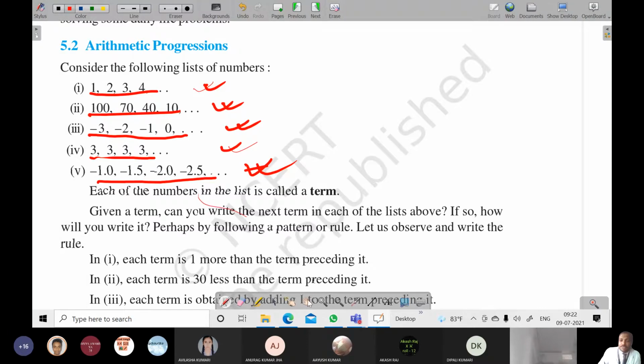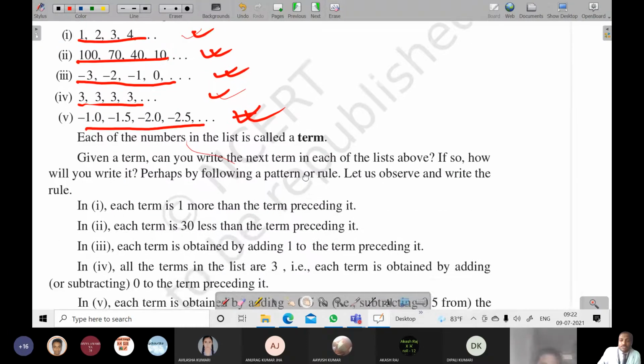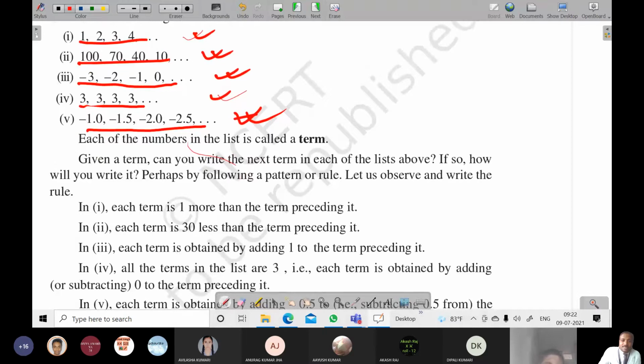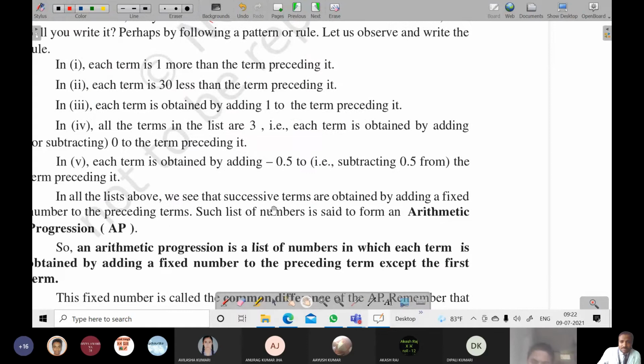Are you all getting me? So these all digits which are separated by commas are called terms of AP. Since there is a common difference, it forms an AP, arithmetic progression. So this all you will be reading now.